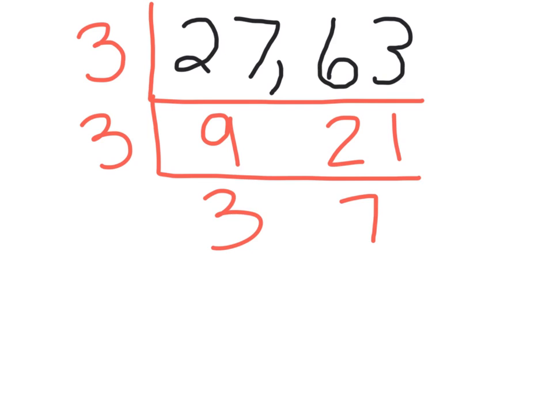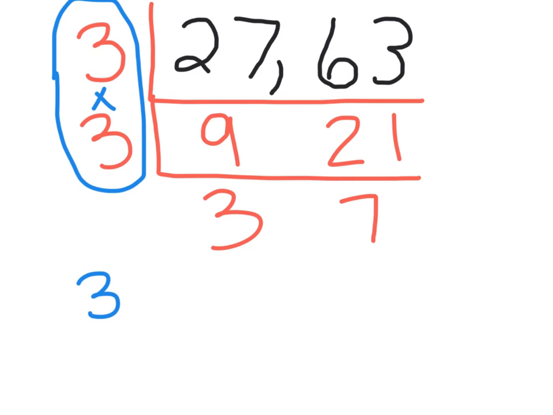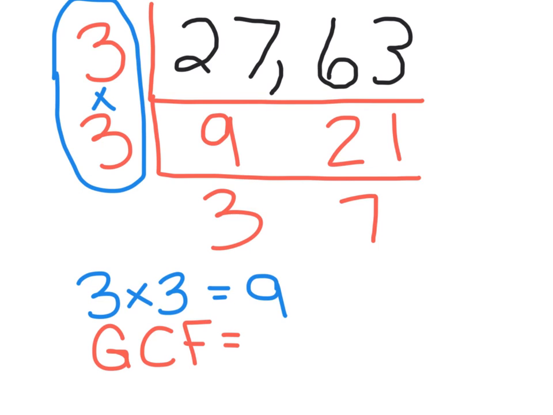our cake. For greatest common factor, you look at the outside. And we have two layers, two numbers, 3 and 3. You take the two numbers and you multiply them. So we have 3 times 3 equals 9. So the greatest common factor of the numbers 27 and 63 is 9.